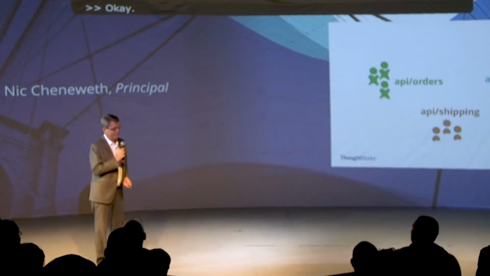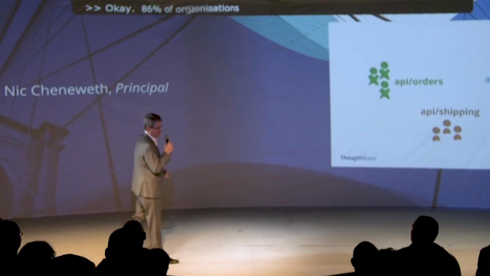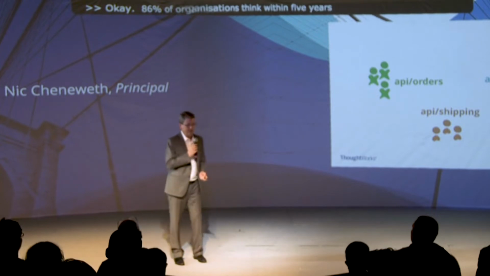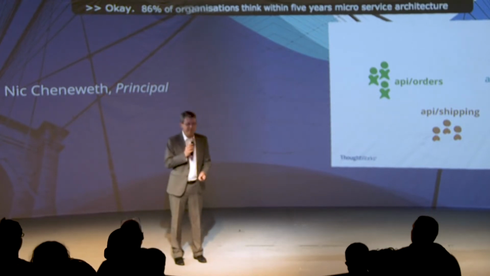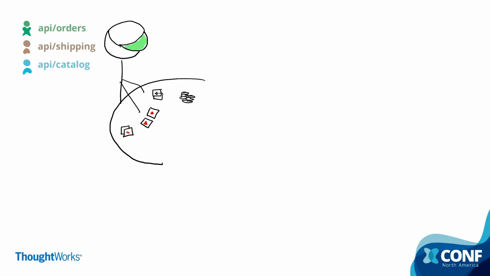86% of organizations think that within 5 years, microservice architecture will be their default architecture for new development, strategic development. And the biggest part of that, most of them saying that the reason is need for business agility. The idea is that teams can independently deliver the code that they're working on, faster time to market, faster feedback from their customers. So a lot of you said you were doing it.